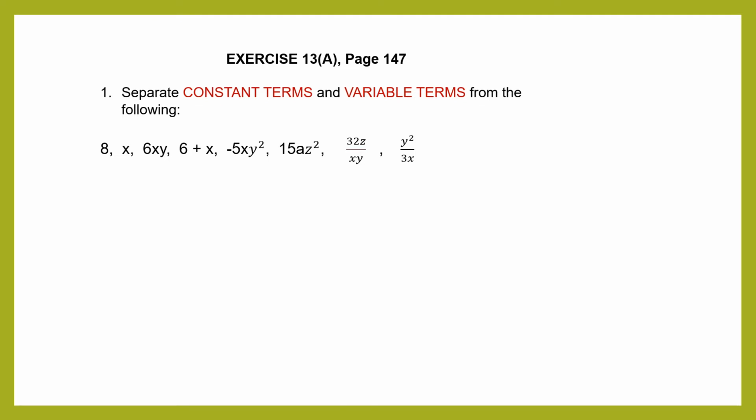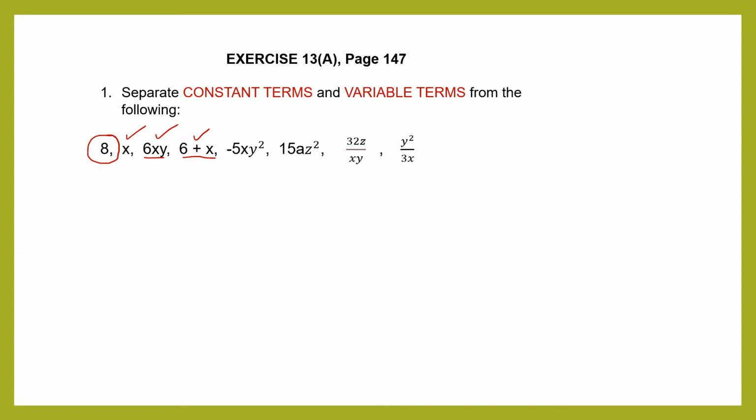So let's start with the first one, 8. 8 is by itself, so it's a constant. x is a letter which can take on any value. So it's a variable. 6xy, a combination of a constant and a variable, is always a variable. 6 plus x is a variable. Whenever you have a letter, it is a variable.